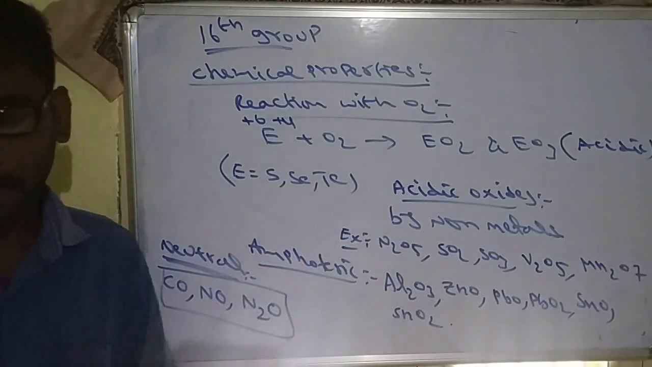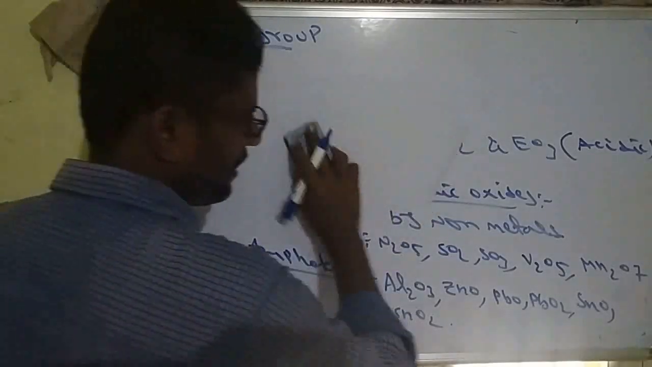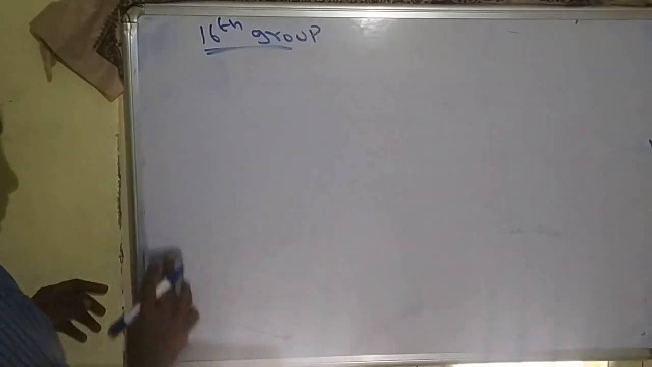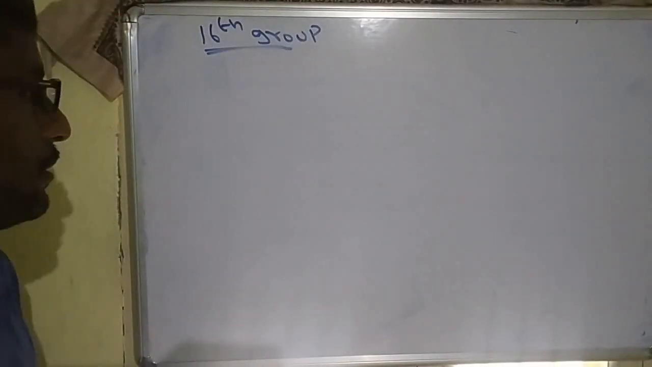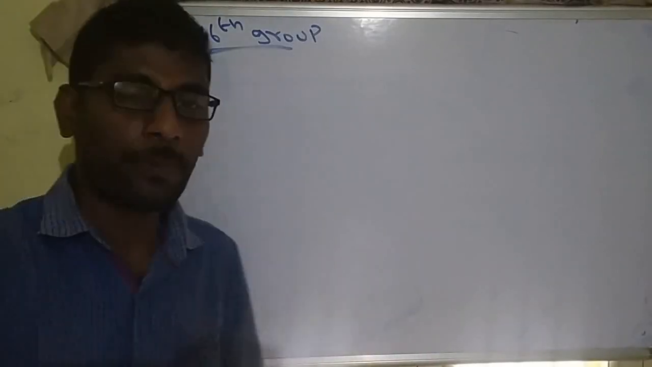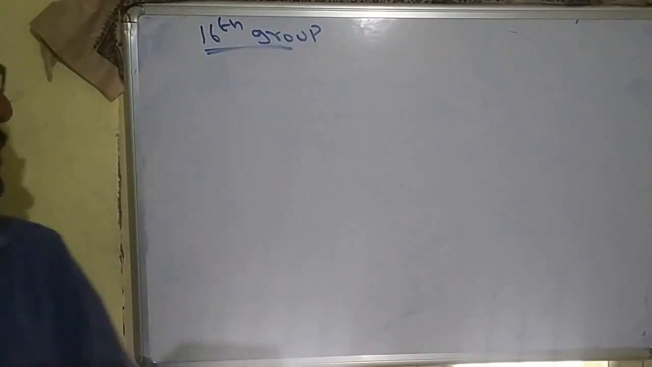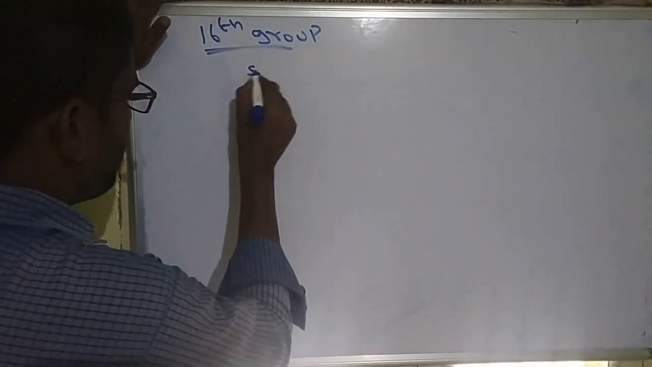So these are the chemical properties. Remaining properties are not necessary. So what is important in the 16th group also? Here also we will study oxo acids. Like in the nitrogen group we study oxo acids of phosphorus, in the 16th group also we will study oxo acids of sulfur.